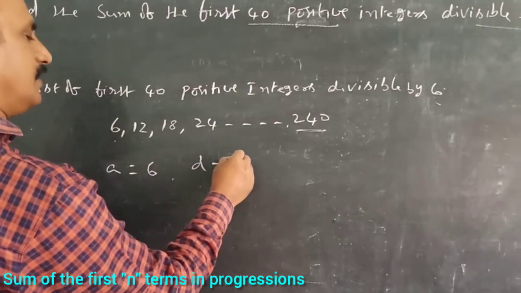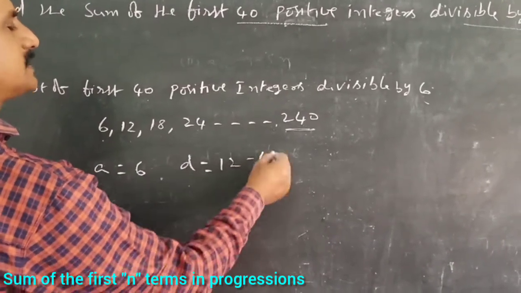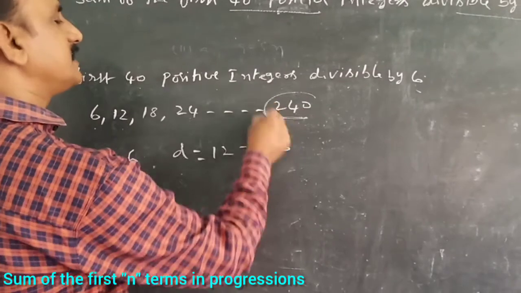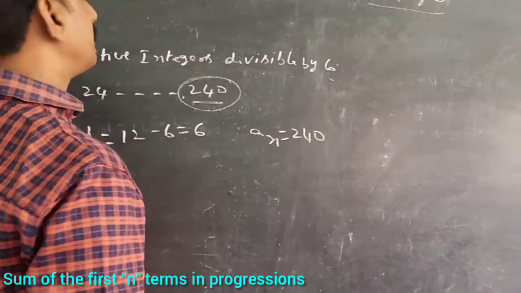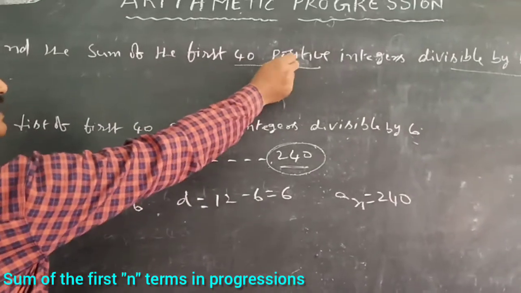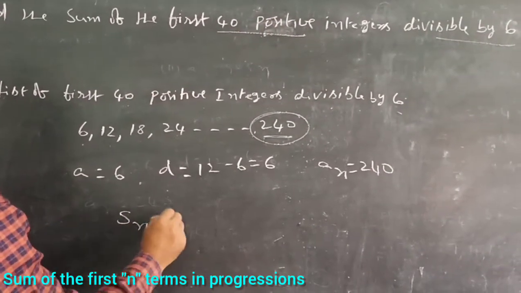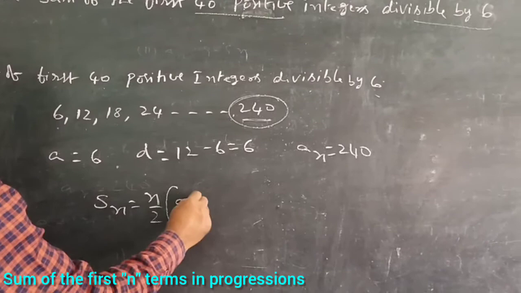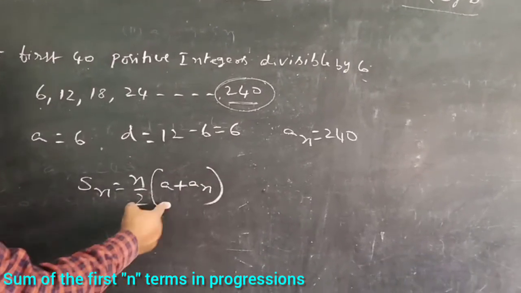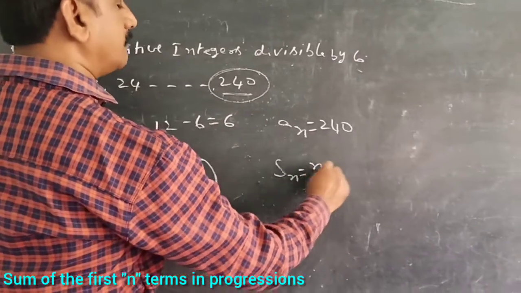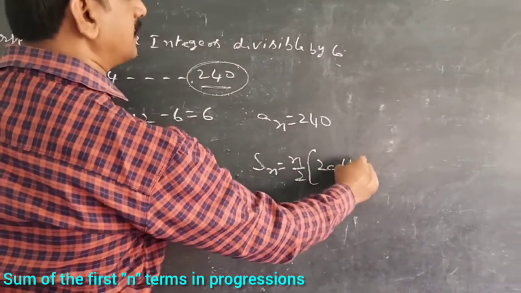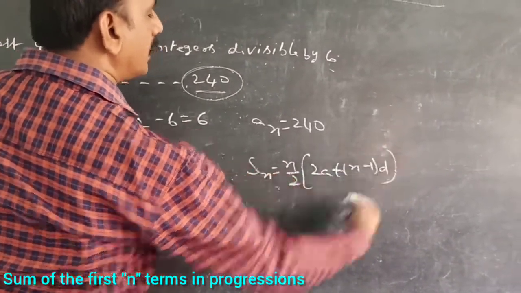d is equal to a2 minus a1, which is 6. The last term an is equal to 240. Now the sum of the first 40 terms: Sn equals n by 2 into (a plus an). Already we know the last term, so apply this. Or Sn equals n by 2 into (2a plus (n minus 1) into d), either one.